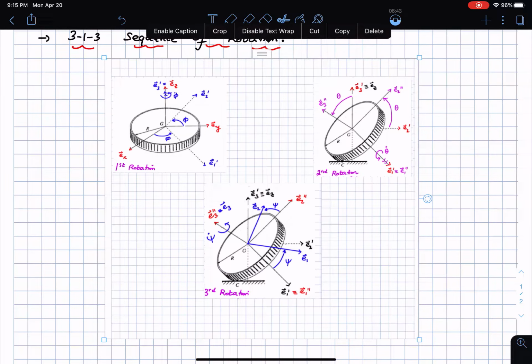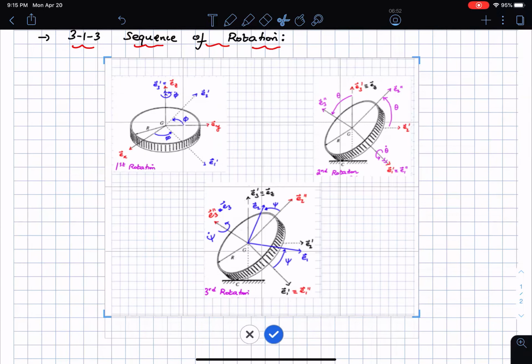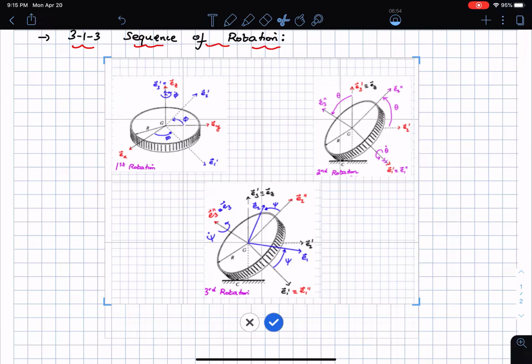Okay, so here is the 313 sequence of rotations. Maybe I can crop it up a little more so that we don't waste as much of our space here.